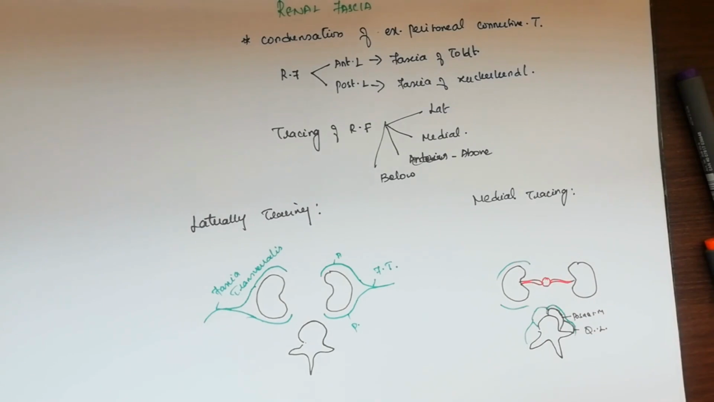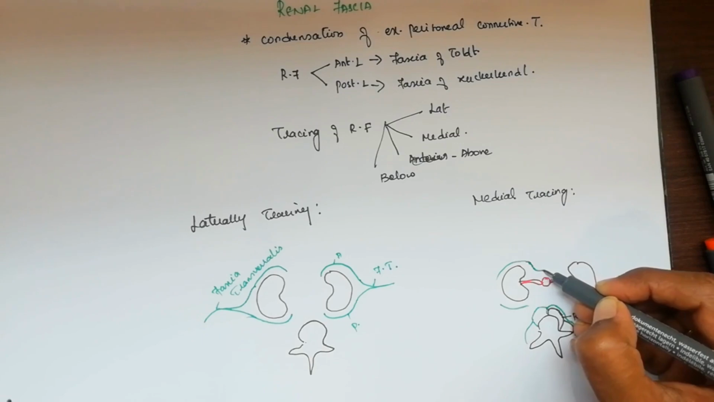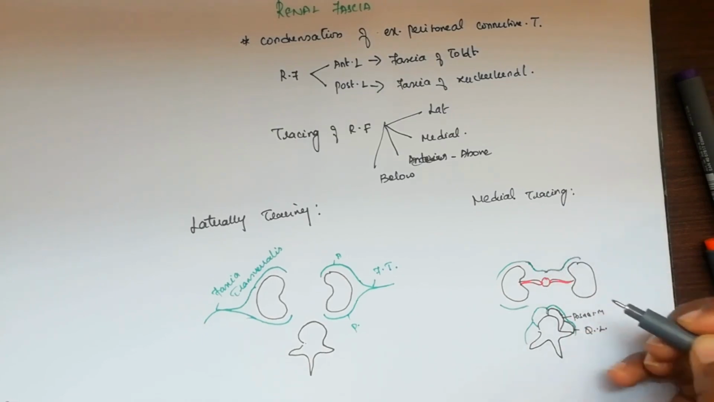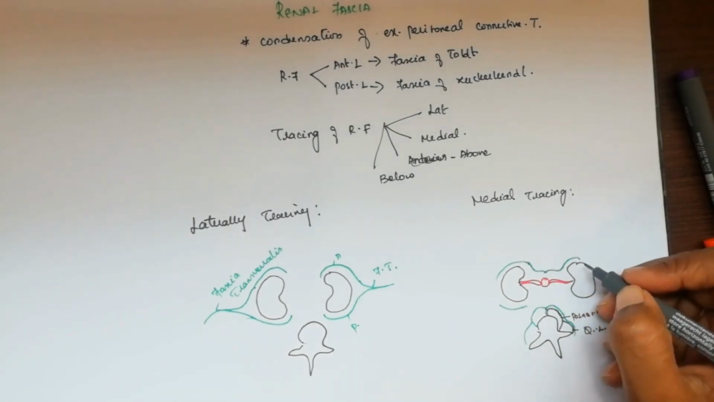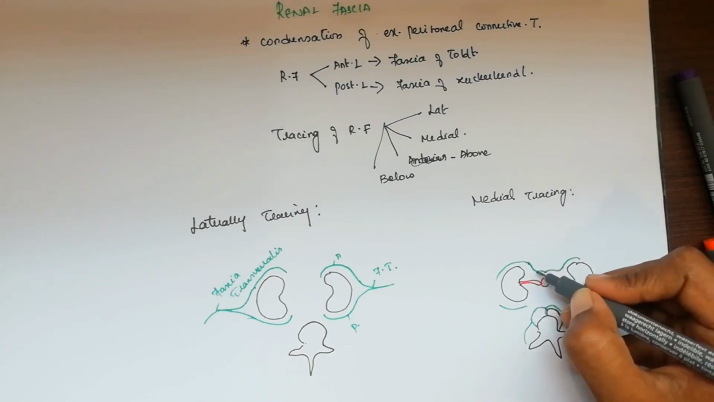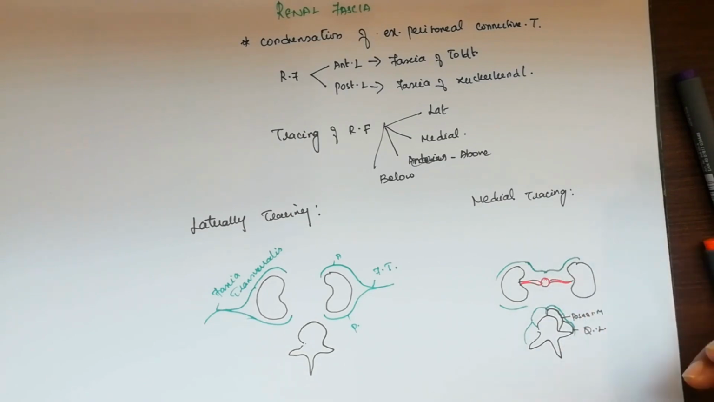So the anterior layer, if you are tracing anteriorly, is going to cover all the renal vessels, and then it is going to join with the opposite side anterior layer of renal fascia. So the opposite side renal fascia, anterior layer, is joining with the other side renal fascia. That is the tracing of the anterior layer in the medial aspect, covering the renal vessels.